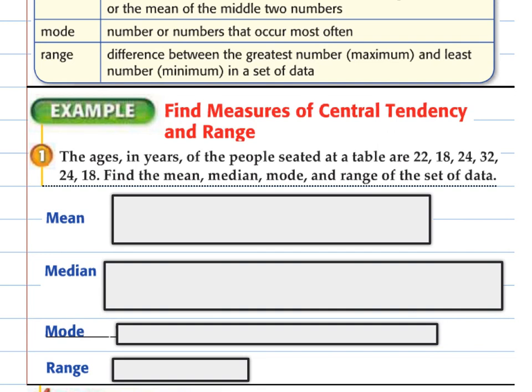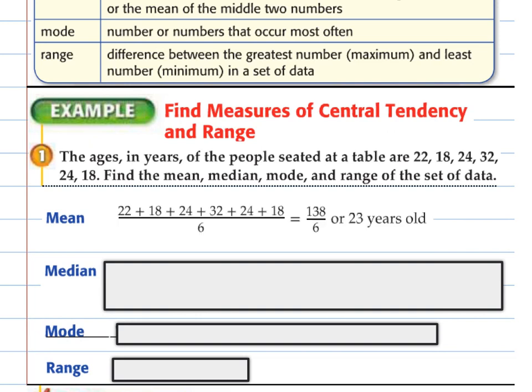So first off, to find the mean, which is the average of the data set, we are going to add up all of the data points and divide by the number of data points. So 22 plus 18 plus 24 plus 32 plus 24 plus 18 is 138. Divide that by the 6 data points. The mean of the age of the people seated at the table was 23 years old. If you need help remembering how to find the mean, write this box down. The mean is the sum of the data points divided by the number of data points.